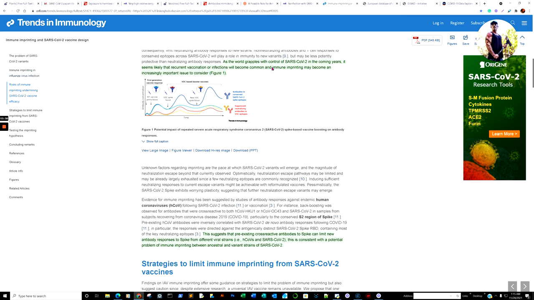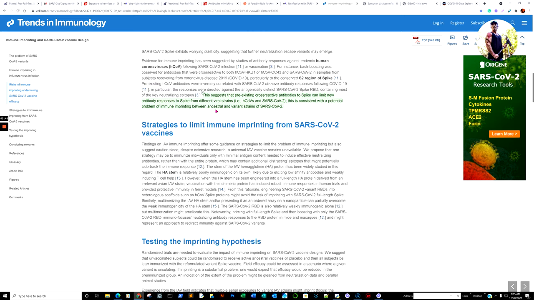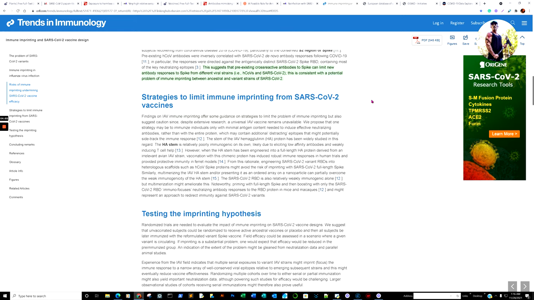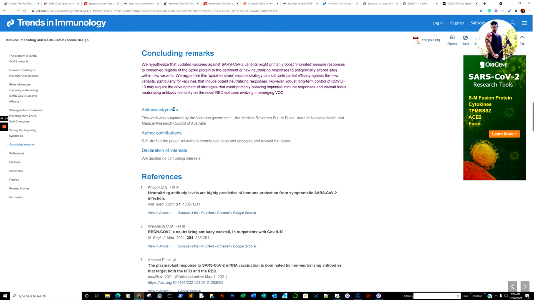As the world grapples with control of SARS-CoV-2 in the coming years, it seems like recurrent vaccination or infections will become common. Immune imprinting may become an increasingly important issue to consider. This suggests that pre-existing cross-reactive antibodies to spike can limit new antibody responses to spike protein from different viral strains, which we talked about. This is consistent with the potential problem of immune imprinting between ancestral and variant strains of SARS-CoV-2. Concluding remark. Here we go.